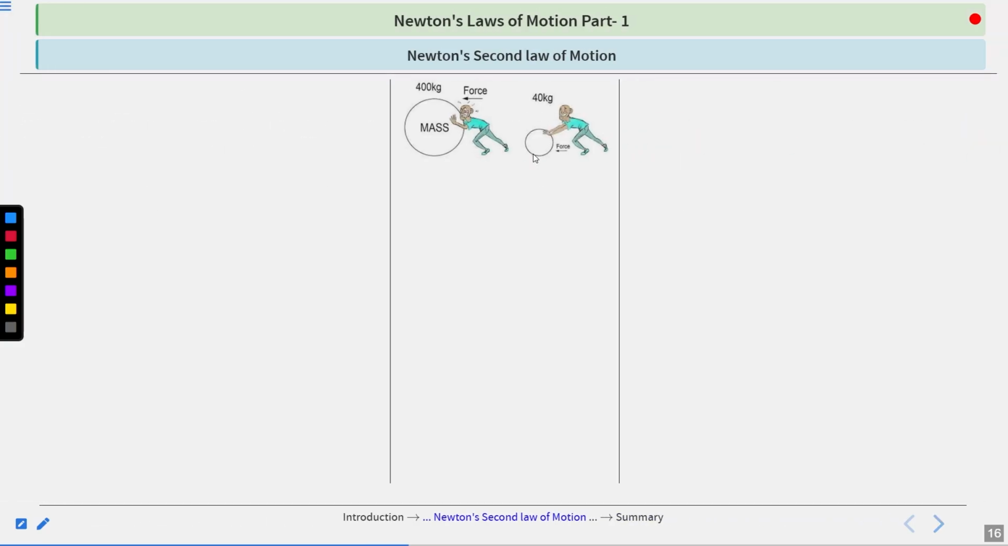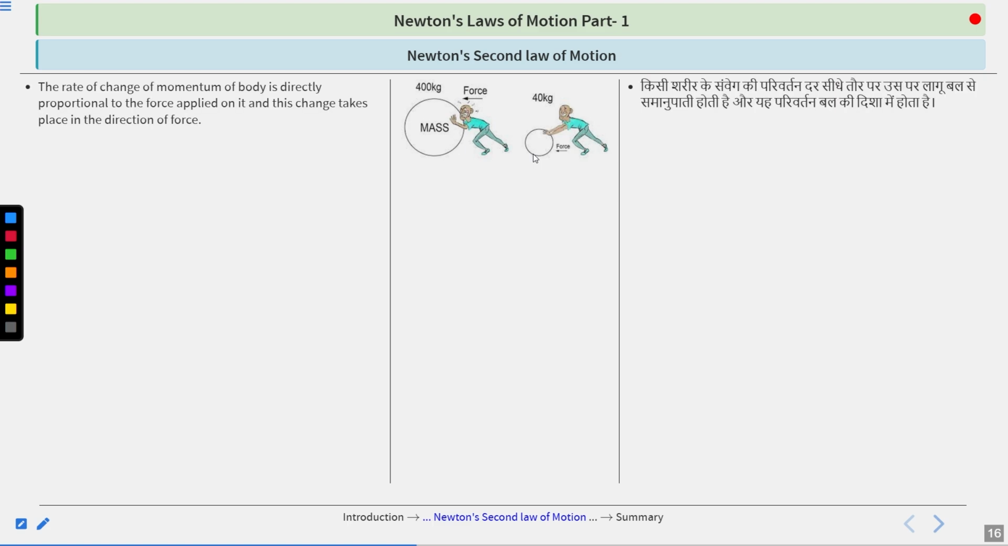Now, what is the second law of motion? First we have seen the first law. Now the second law. The rate of change of momentum of a body is directly proportional to the force applied on it, and this change takes place in the direction of the force.